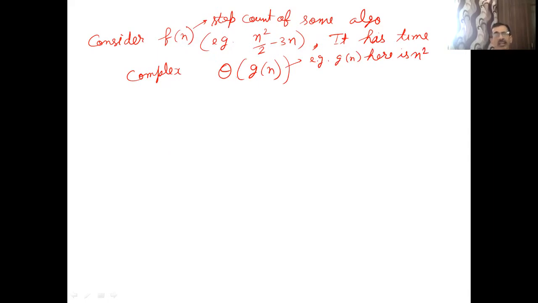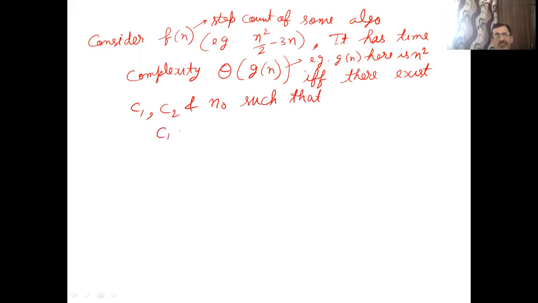So remember that. I say f(n) has complexity theta of g(n) if and only if there exist C1, C2 and n naught such that C1 into g of n is less than or equal to f of n, less than or equal to C2 into g of n, for all n greater than or equal to n naught.